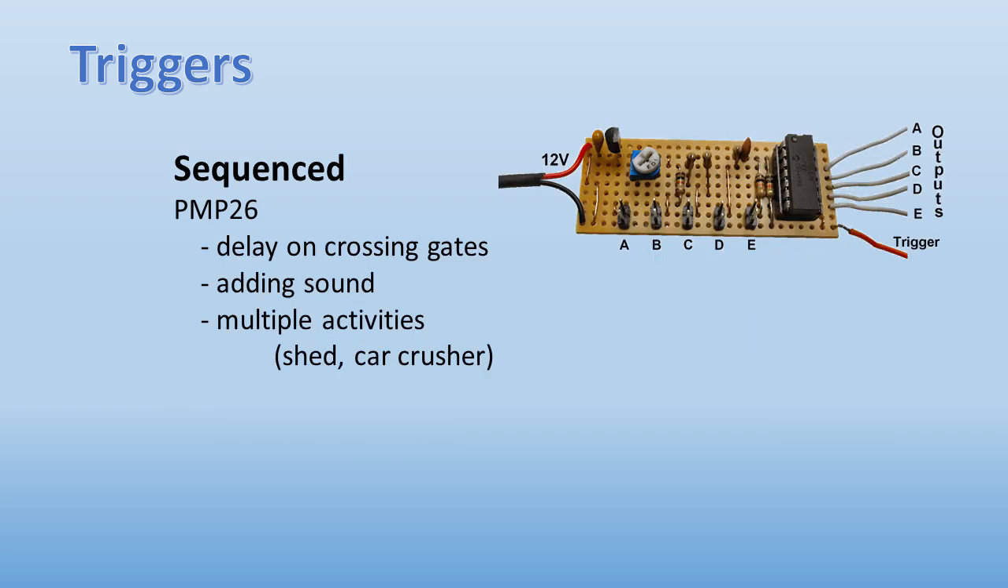And then there are ones that are fully sequenced. We can use Pocket Money Kit number 26, a sequencer, where one trigger coming in can set off a series of events, simply making a delay between the operation of two crossing gates, or multiple activities, like you saw with the shed, the door, the lights, the van, the crane, etc. All being triggered by one trigger.